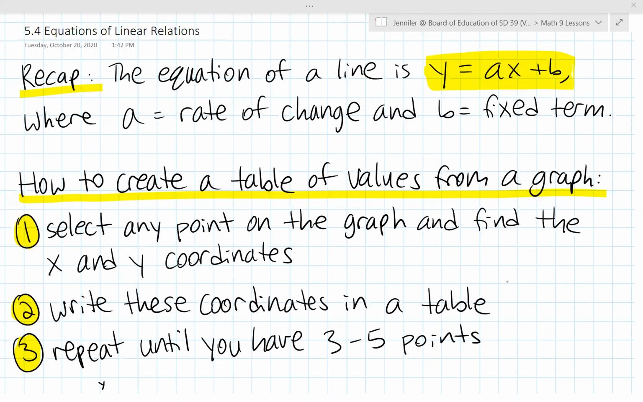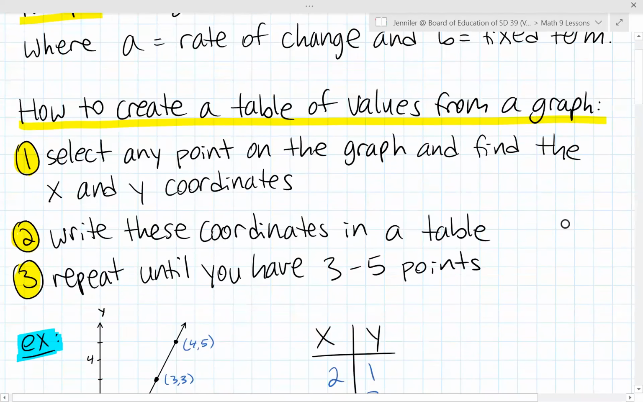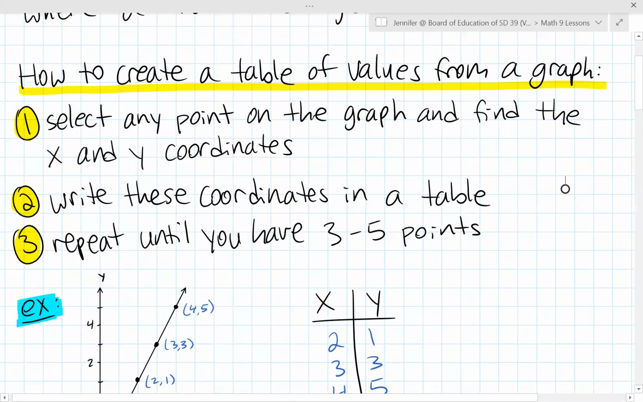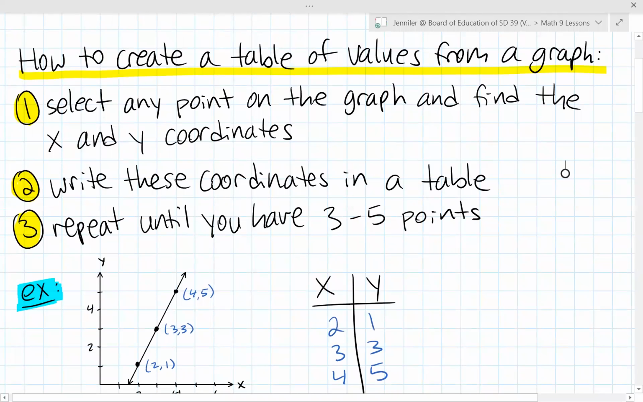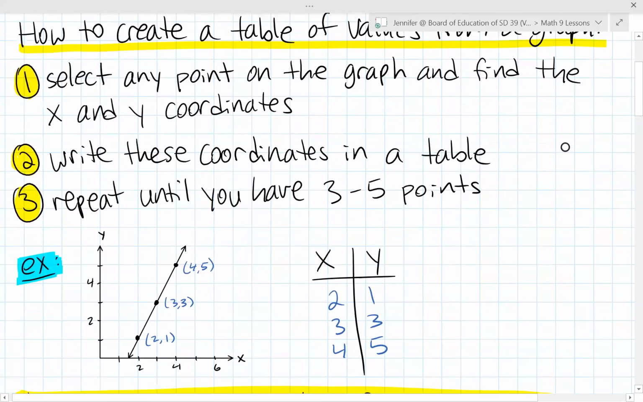So if we're given a graph, first we want to find out how we can create a table of values from this graph, and then we can figure out how to create an equation from it. To make a table of values, it's pretty straightforward. You're just going to pick any point on the graph and figure out what those x and y coordinates are. You're going to write the coordinates in the table and then repeat until you have about 3 to 5 points, enough to know what the pattern is.